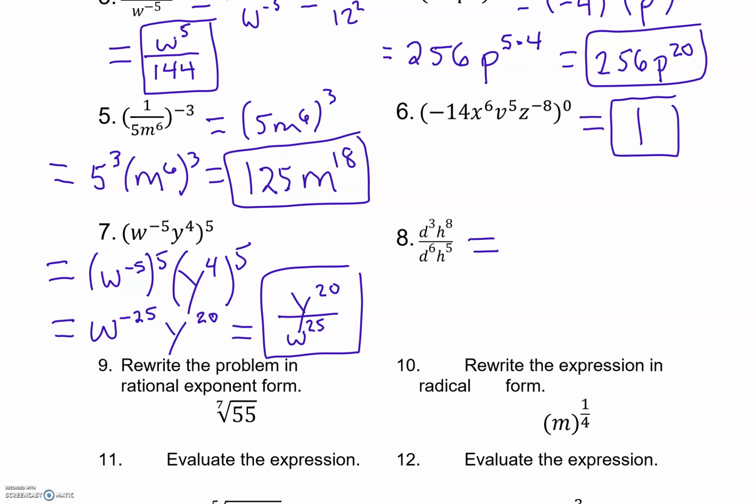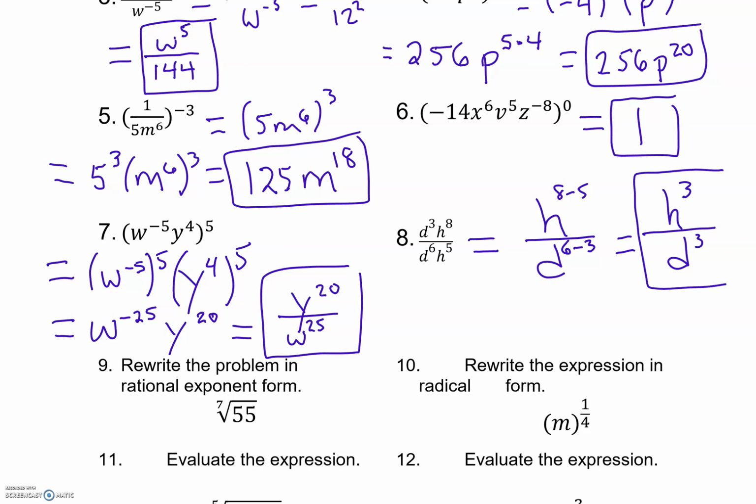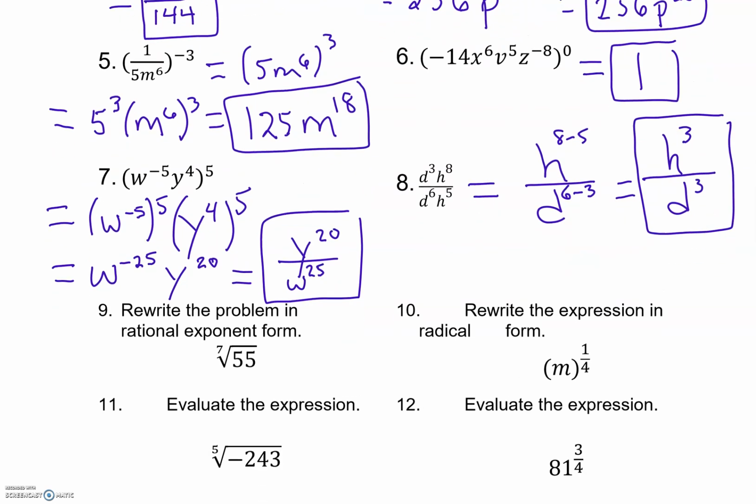D to the 3rd times h to the 8th divided by d to the 6th times h to the 5th. I'm going to do some subtracting of exponents. Take the 2 d's, take the 2 h's. Let me start on the h's. H to the 8 minus 5 over d to the 6 minus 3. So I've got 6 d's in the denominator, only 3 in the numerator. The leftovers are going to be in the denominator. But with the h's, there are 3 more in the numerator than there were in the denominator. So we get h to the 3rd over d to the 3rd. Done.